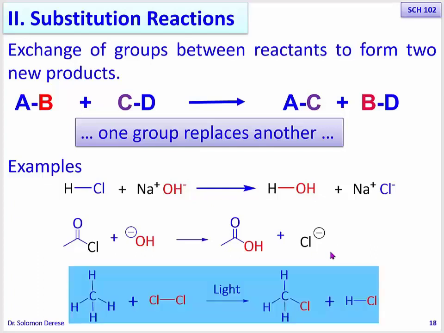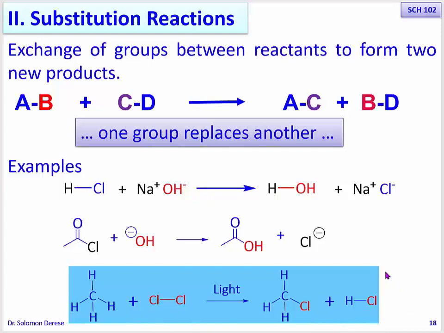Another example of a substitution reaction, which you are familiar with from your high school organic chemistry, is the reaction of alkanes with halogens in the presence of light, where you get a substitution product. For example, when you react methane with chlorine in the presence of light, a hydrogen of methane will be substituted by chlorine, so you get a chloromethane product, and then one of the chlorines of the chlorine molecule will be replaced by hydrogen to give us HCl, a substitution product.